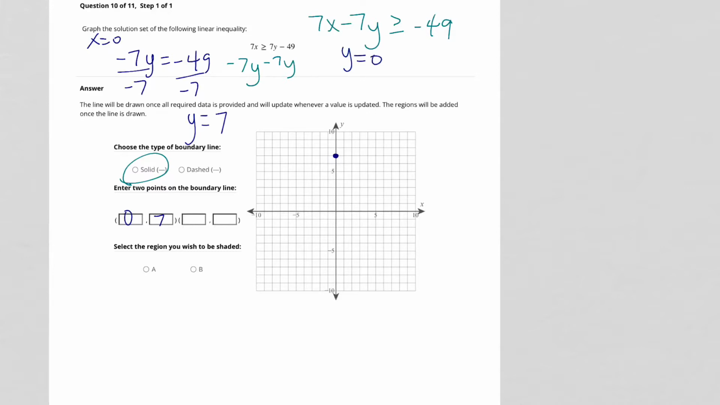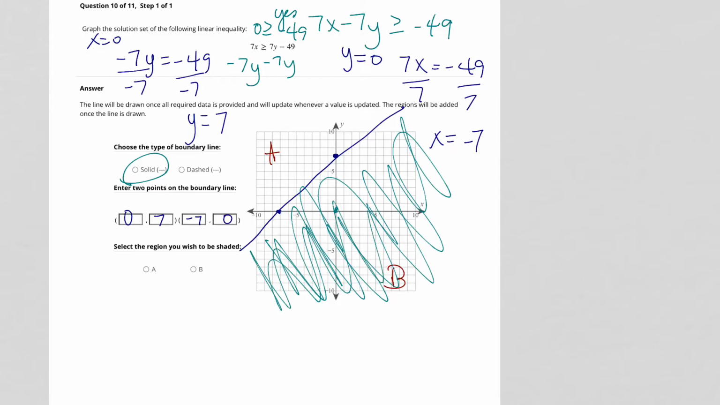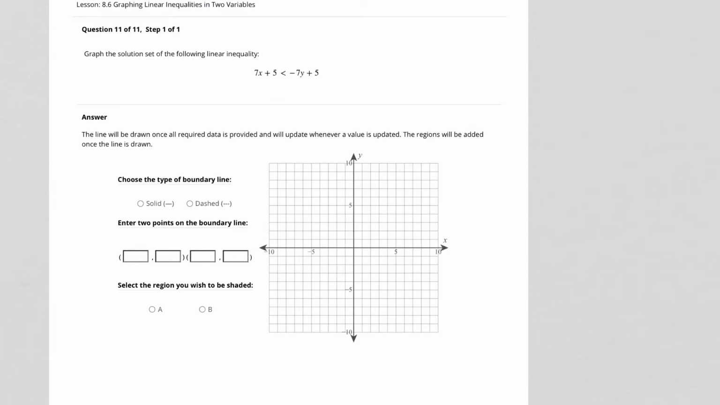If I let y equal 0, I have 7x equals negative 49. Divide both sides by 7. X equals negative 7. So this point is negative 7, 0, which is right here. I have a solid line. I'm going to put A up here and B down here. If I test 0, 0, is 0 greater than or equal to a negative 49? The answer is yes. So I'm going to shade the half plane below here that has 0, 0, which in this case is B.